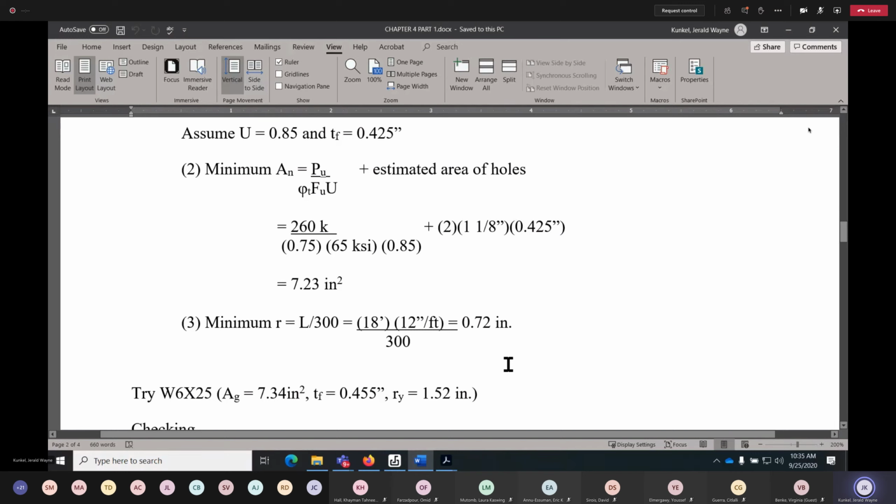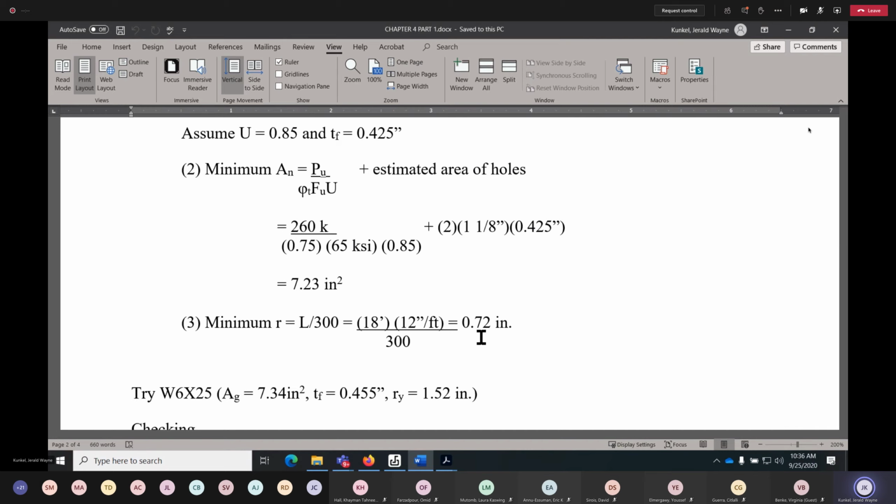The minimum radius of gyration needs to be L over 300, with L being 18 feet. The radius of gyration is given in inches, so we need to convert the 18 feet to inches. So it is 18 feet times 12 inches per foot divided by 300. Our member better have a radius of gyration greater than 0.72.